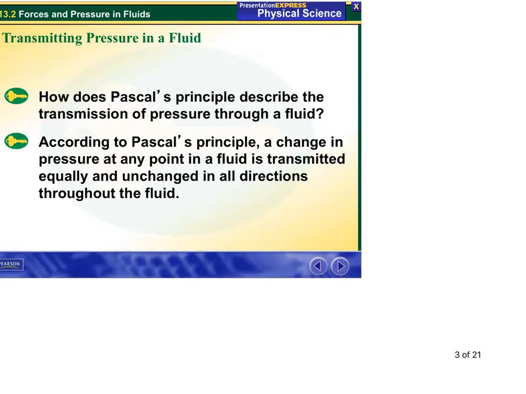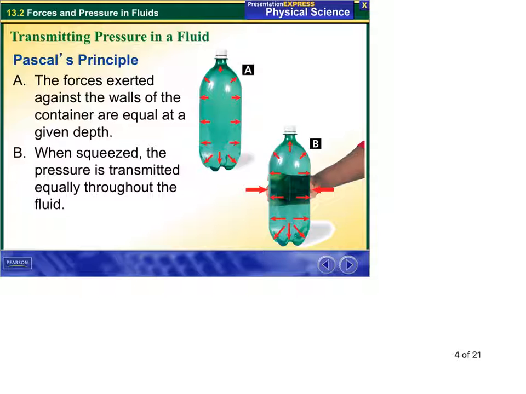One of the things we look at in this section is Pascal's principle. According to Pascal's principle, a change in pressure at any point in a fluid is transmitted equally and unchanged in all directions throughout that fluid. Simple little illustrations of Pascal's principle.